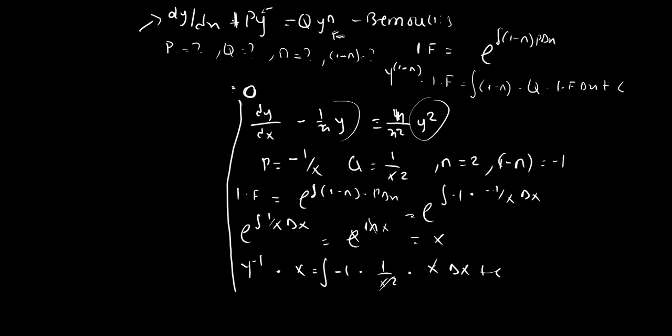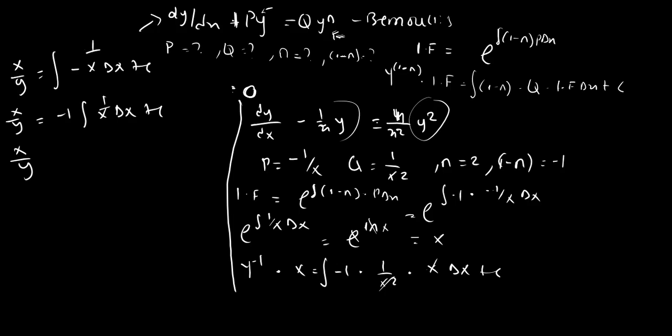Right, so now we're going to have y to the power of minus 1, and that is basically equal to 1 over y, then times x. So we're going to have x over y is equal to the integral of negative x dx plus c. Then we can bring negative out, so we have x over y equals negative integral of 1 over x dx plus c, and then we're going to integrate. So we have x over y, this will be 1 over x, yeah, 1 over x. So we have equal to negative ln x, then we have plus c.